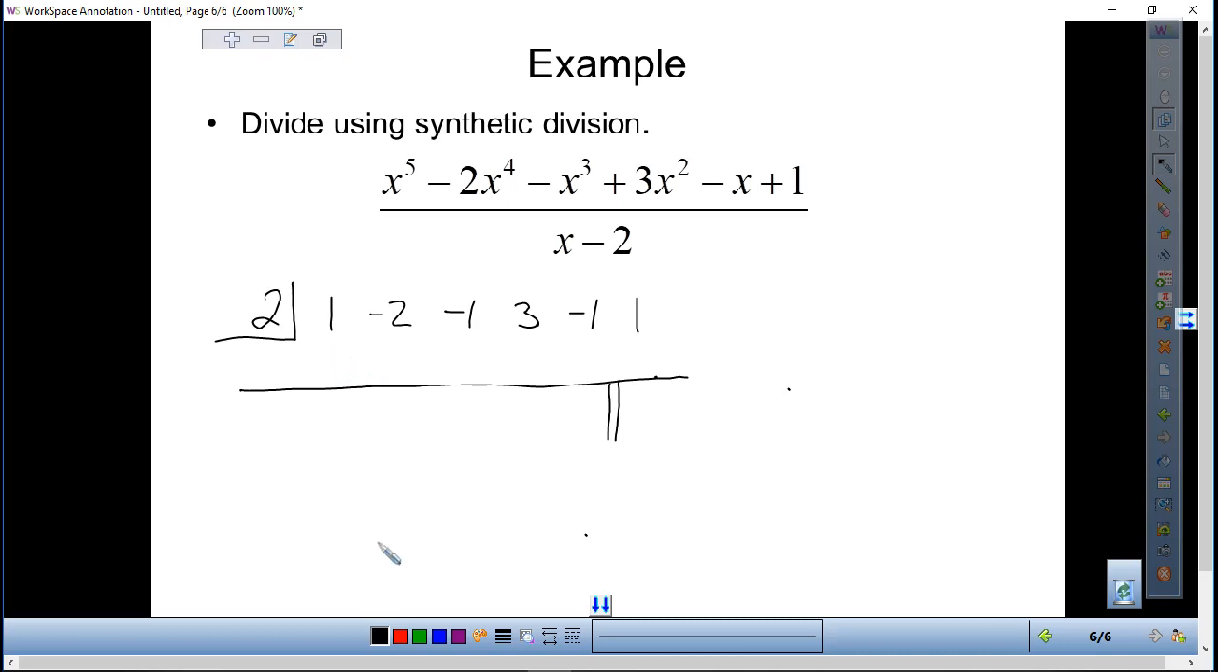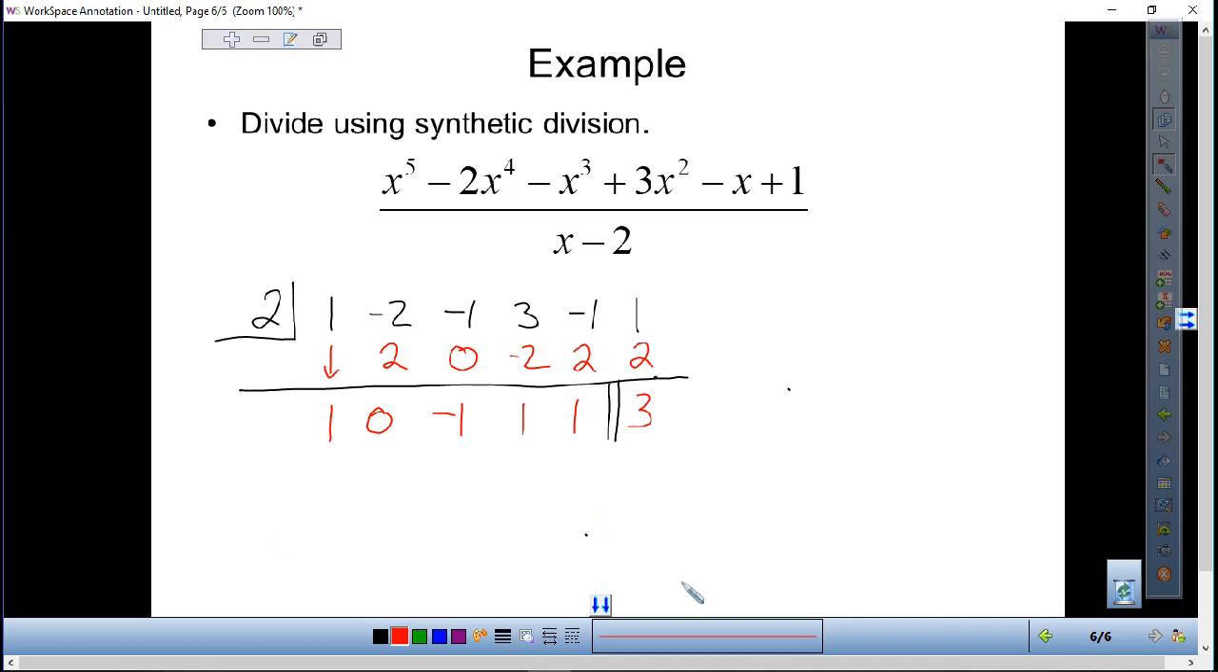All right, so let me change colors here just so you can see. So this is just the setup, and then I bring that down. 1 times 2 gives me 2. I add those, I'm going to get 0. 0 times 2 gives me 0. Add those, I get negative 1. Negative 1 times 2, I'm going to get negative 2. Add those, I'm going to get positive 1. 1 times 2, I'm going to get 2. Negative 1 plus 2, I'm going to get 1. 1 times 2, I'm going to get 2. Add those, I get a remainder of 3.